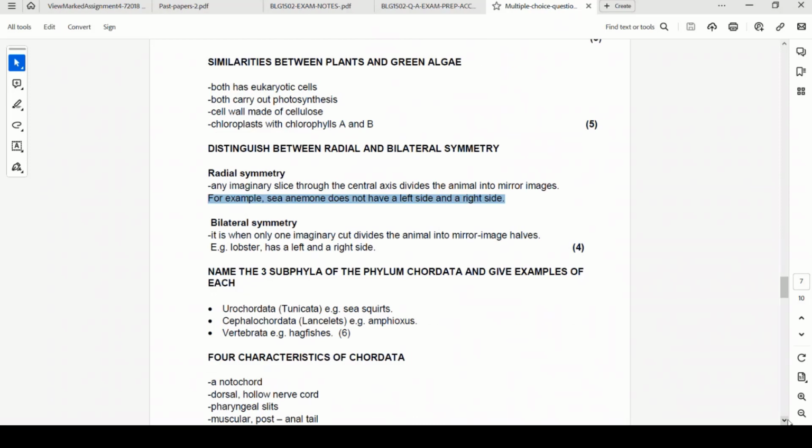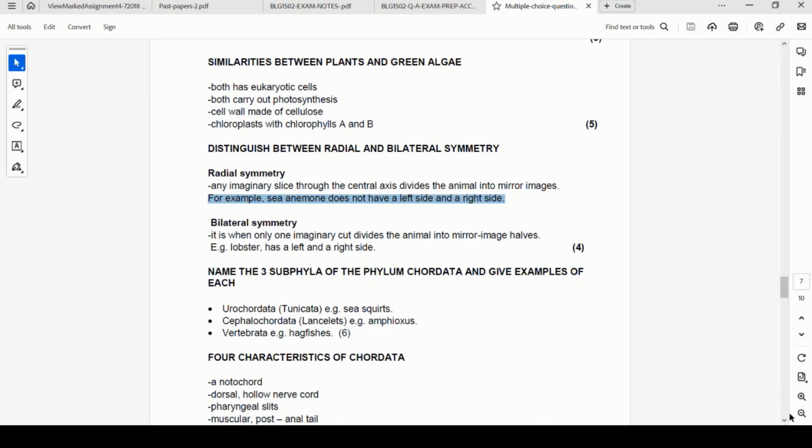Name the three subphyla of the phylum Chordata and give an example of each: Urochordata, Cephalochordata, Vertebrata. Example for Vertebrata will be hagfish. Example for Cephalochordata, which is the lancelet, will be amphioxus, and the one for Urochordata will be sea squirt.